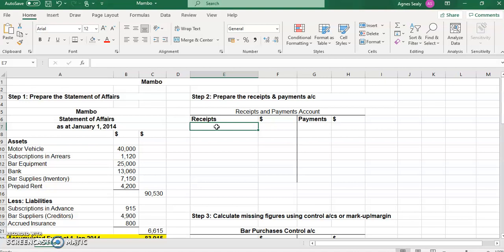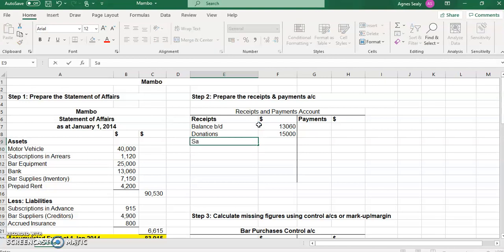So you're going to start your receipts and payments account for this particular question with the opening balance for the bank. So balance brought down, and that opening balance was $13,060. Let's put in all the money that he received. So the organization received donations of $15,000. They also received money from selling a vehicle. So sale of vehicle, $5,500.